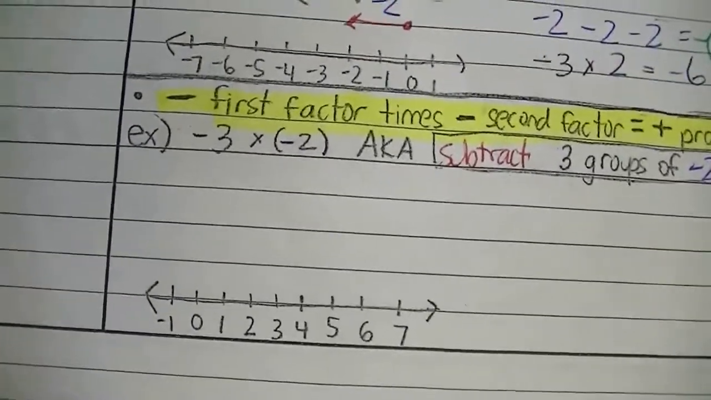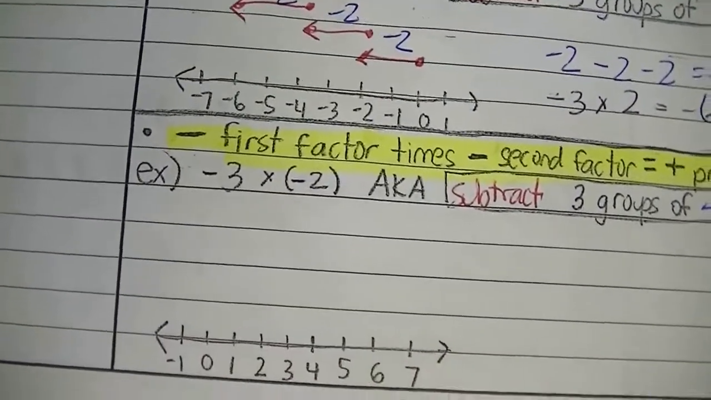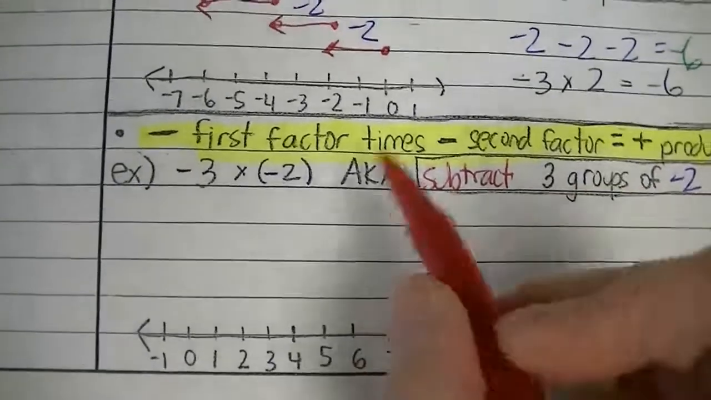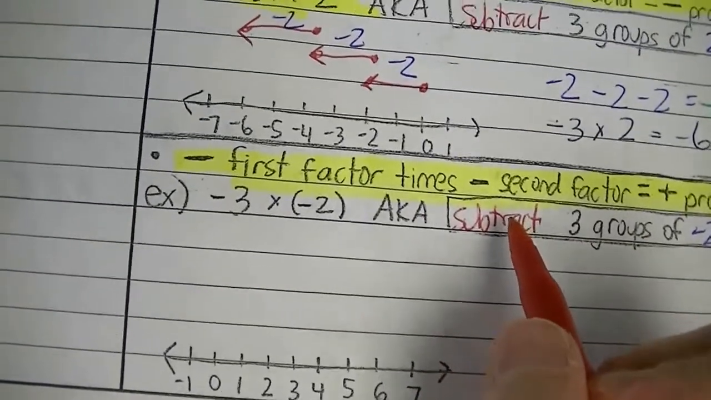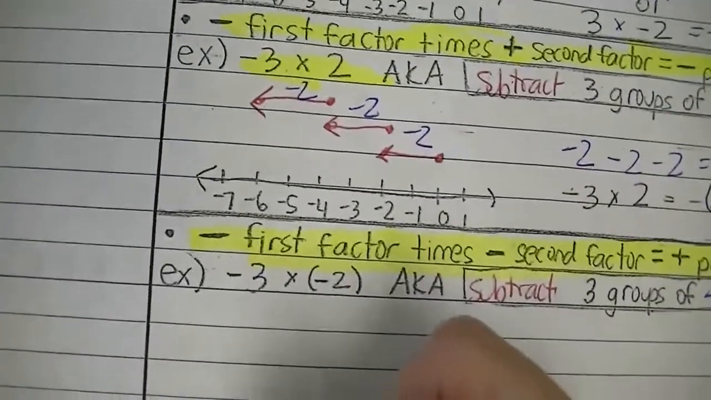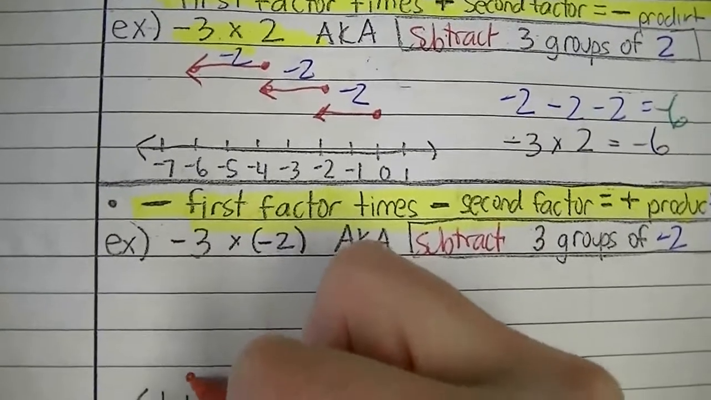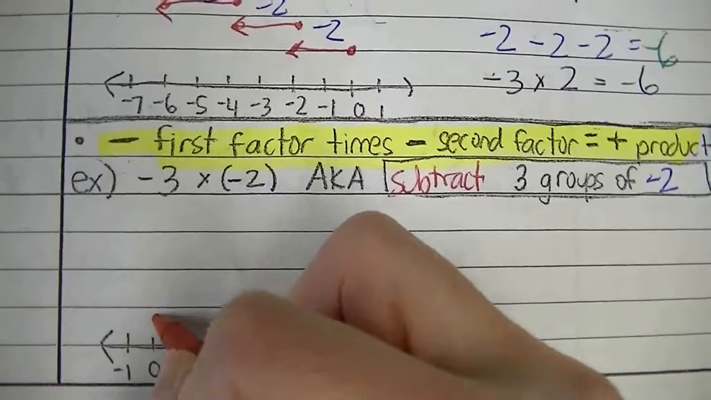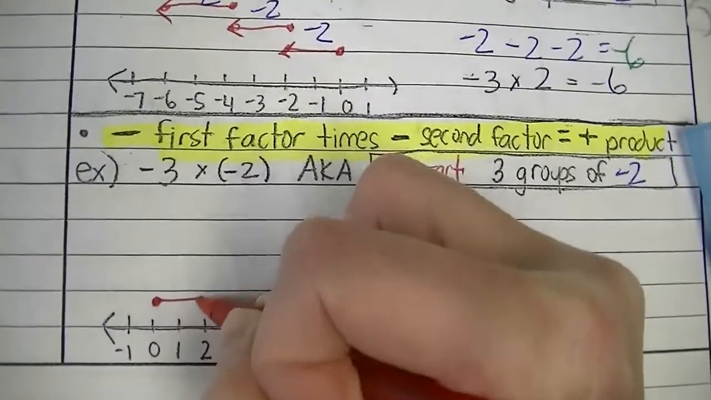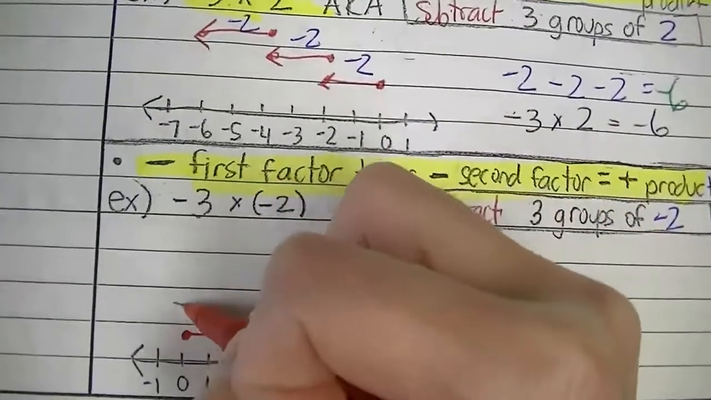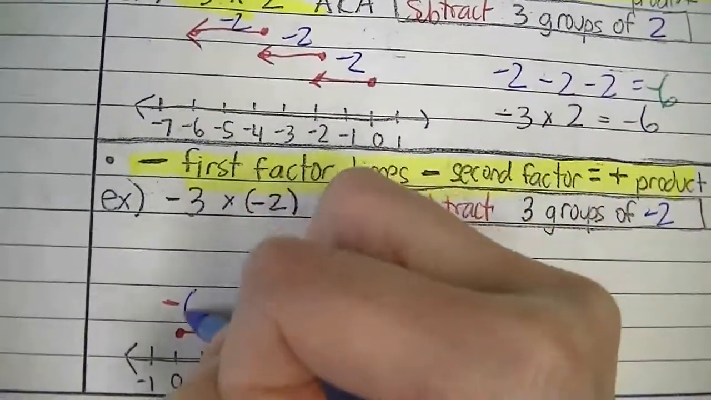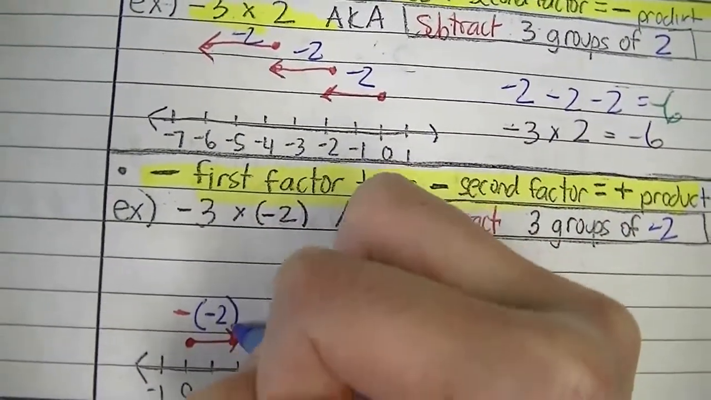And it might look really weird as we write it out, okay? So you're subtracting a negative. So when you're subtracting a negative, it's the same as adding. So here is a group of 2. So you're subtracting, you're getting rid of this negative 2, okay?